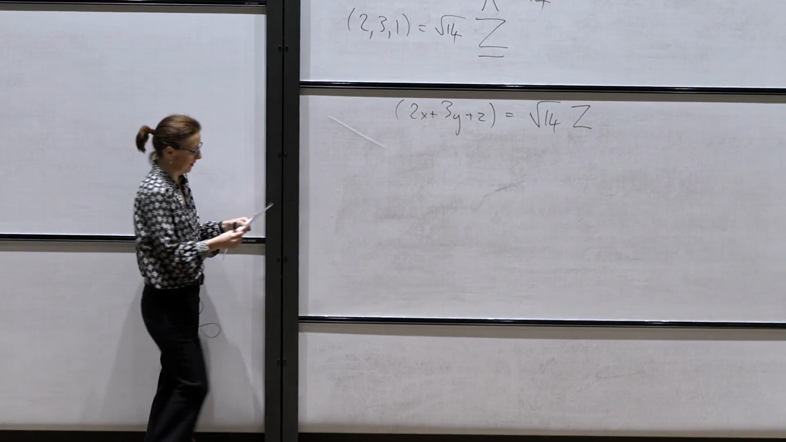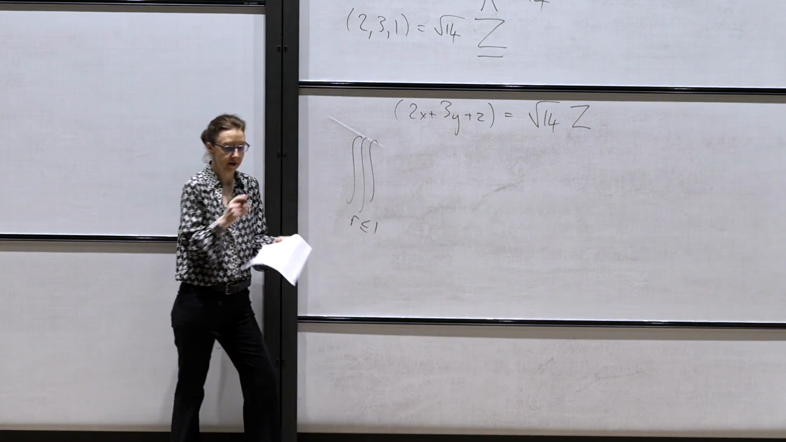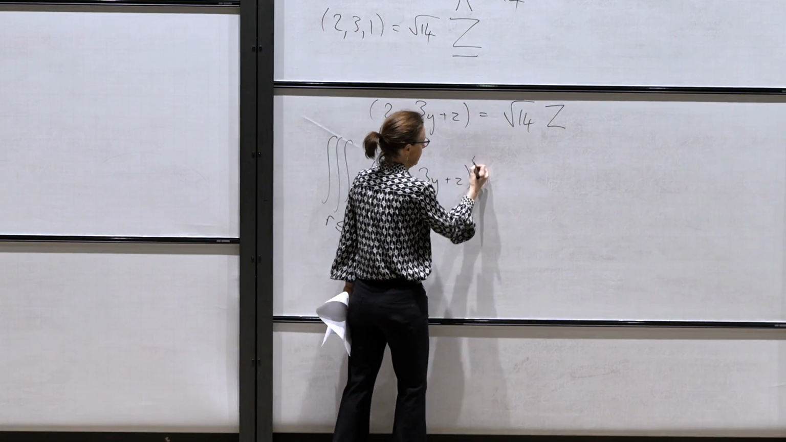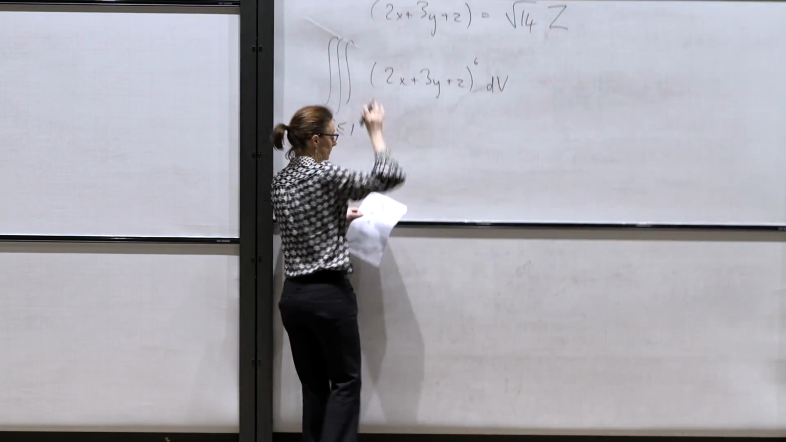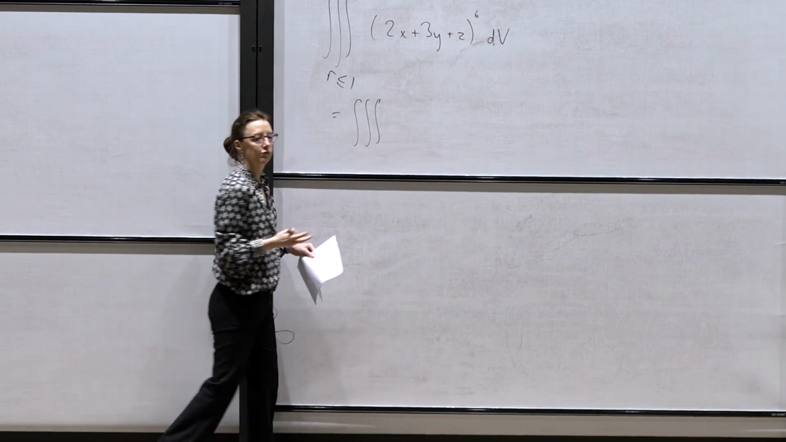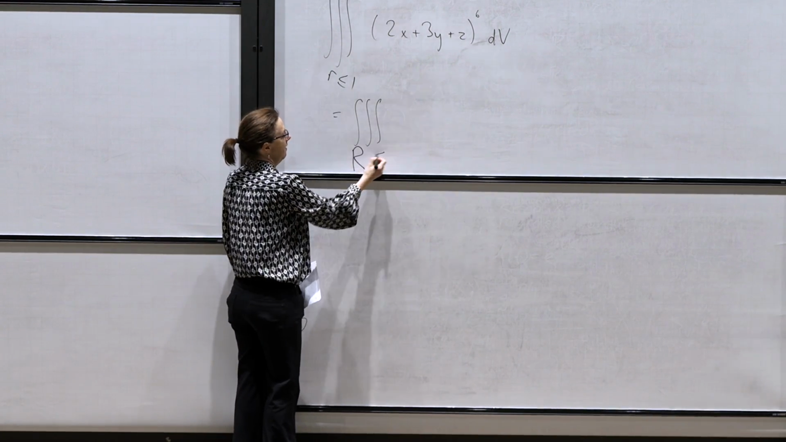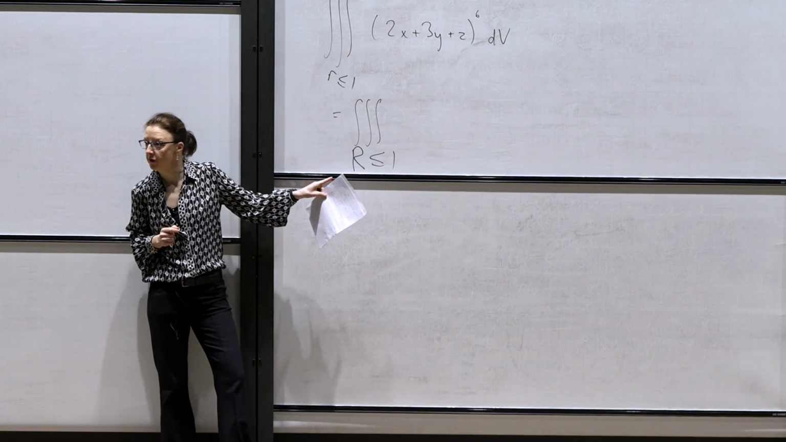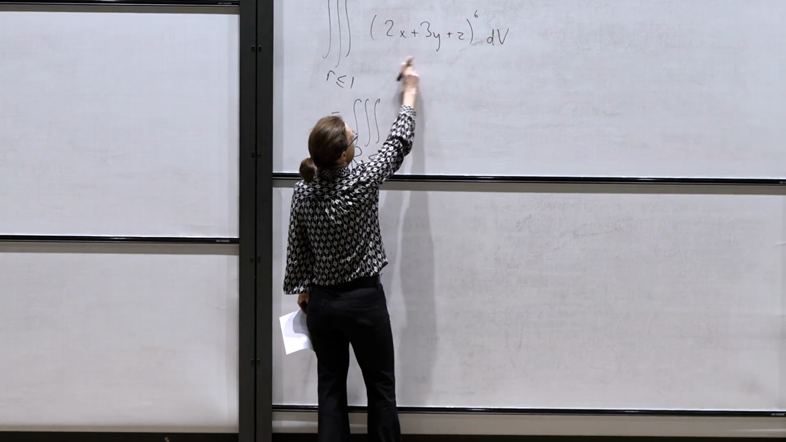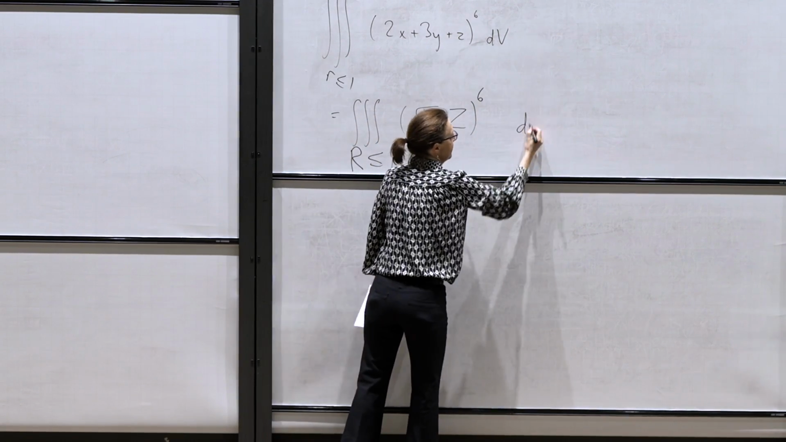Okay, and so now you should be able to spot that making this change, so now integrating over the unit sphere, the original integrand, which was (2x + 3y + z)^6 dV, now just becomes the integral over the new rotated sphere, but rotating the sphere makes no difference. But just to make it really clear, I'll use a new notation for the radius now, so I'll call that big R. And then this in here just becomes (√14 Z)^6 dV.